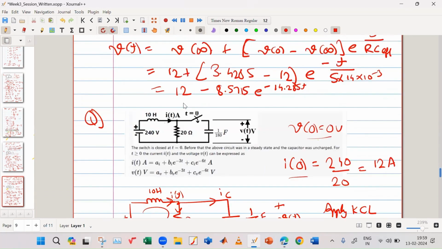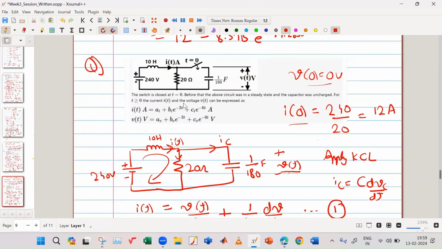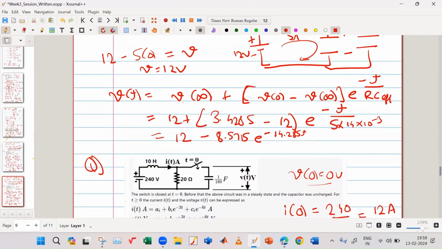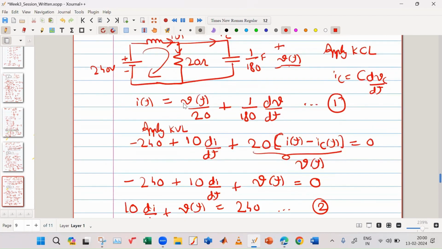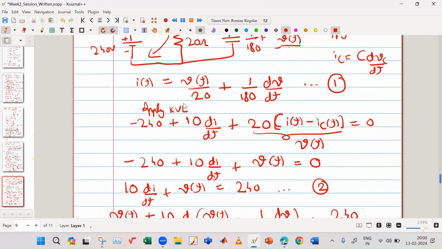Similarly, in the last sum, we have an RLC circuit. We found the initial conditions. Then in this case, we cannot use such simple methods. Simple methods are not applicable here, so we had to write each and every equation. We applied KCL, and when I applied KCL, I made sure that I wrote it in terms of my capacitor voltage. I solved it in terms of my capacitor voltage. I also applied KVL.